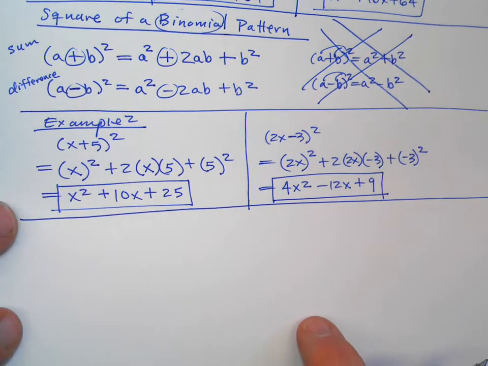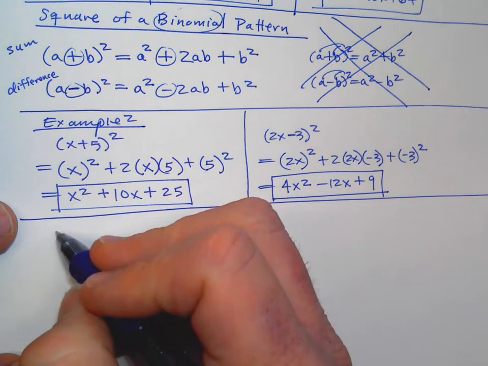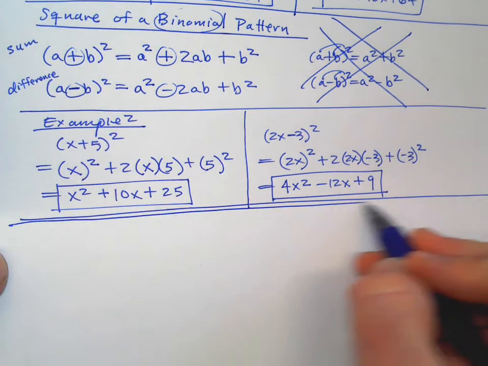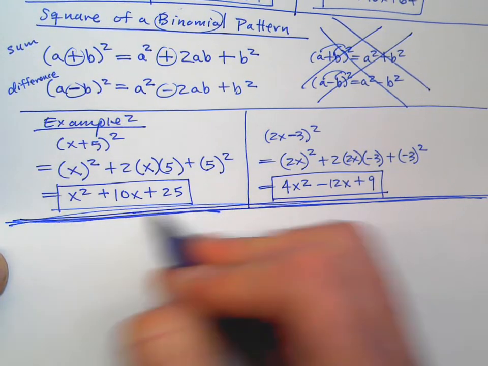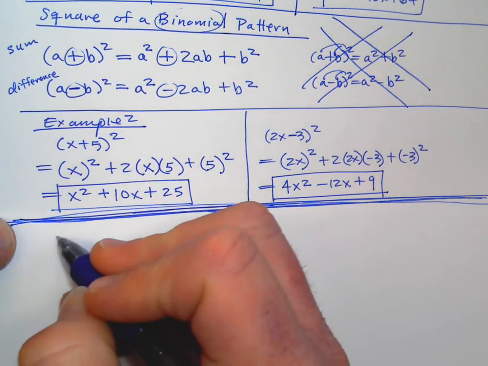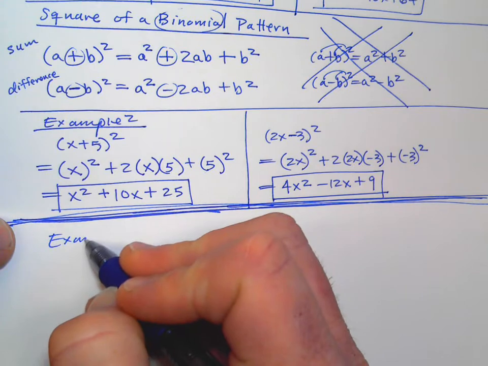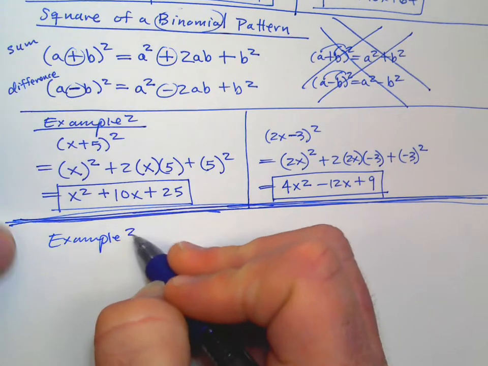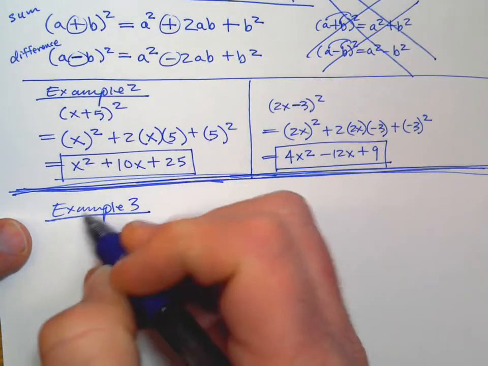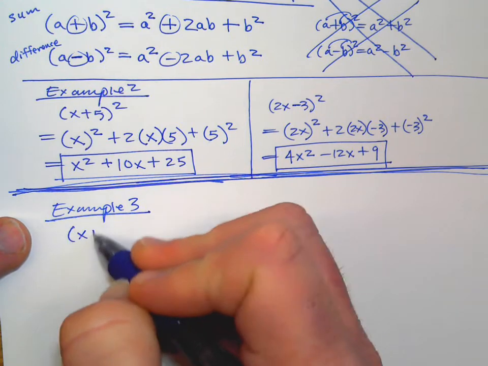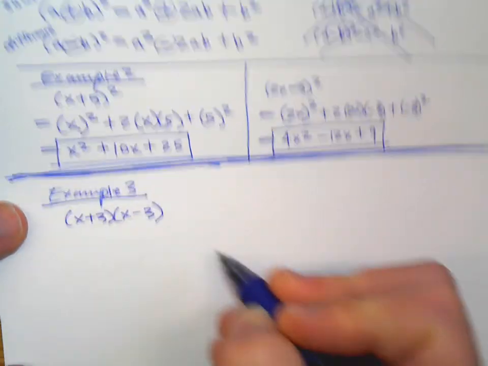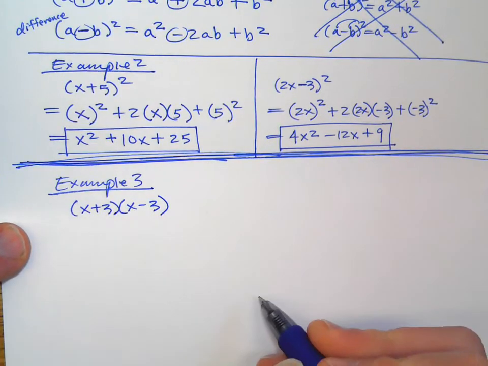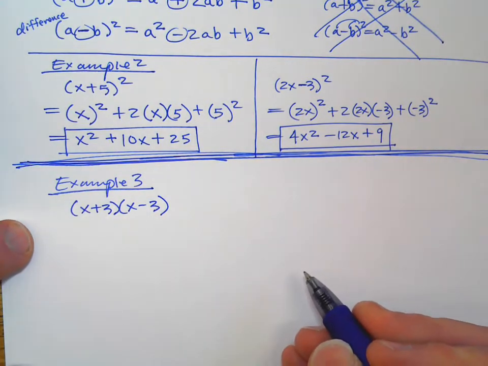Okay. Now, there's another case. Okay? So we'll call this example 3. So here's a different special case. X plus 3 times x minus 3. They call this the sum and difference pattern. Sum is addition, difference is subtraction.